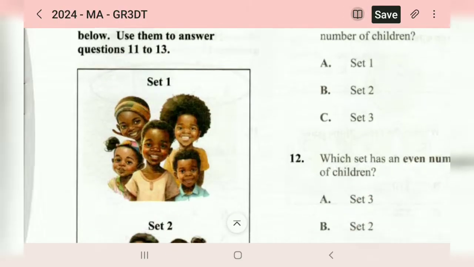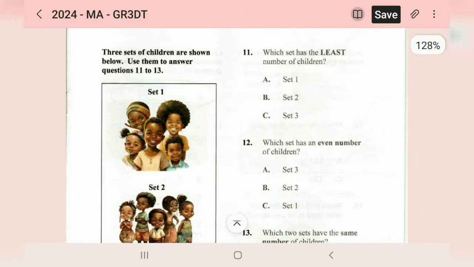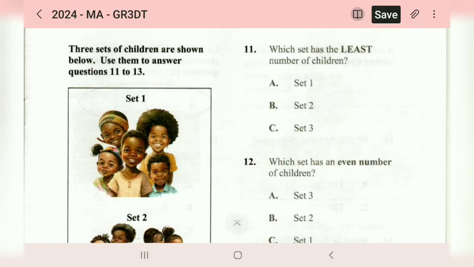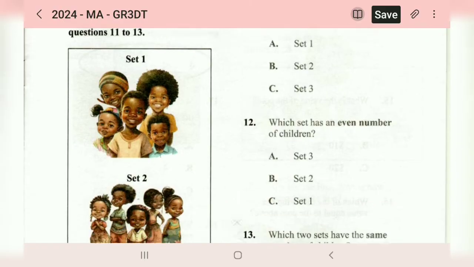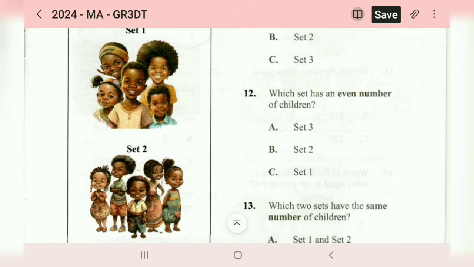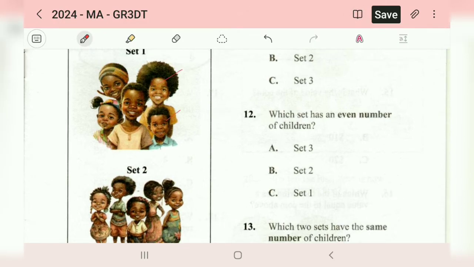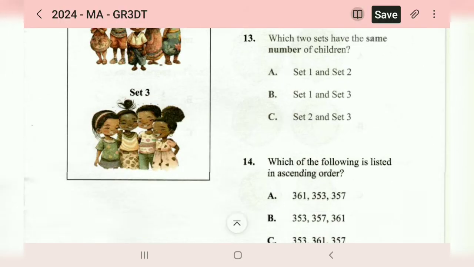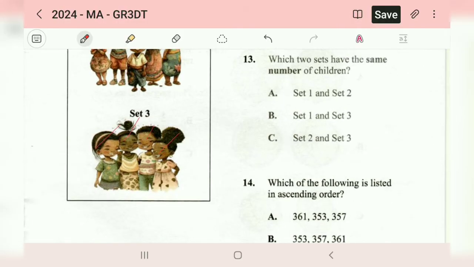All right. Let's look at this one. So 3 sets of children are shown below. Use them to answer questions 11 to 13. So you have set 1. Let's count up. We don't know what they're going to ask. 1, 2, 3, 4, 5. 5 children in set 1. Let's look at set 2. 1, 2, 3, 4, 5. 5 in set 2. Let's look at set 3. 1, 2, 3, 4. 4 in set 3.